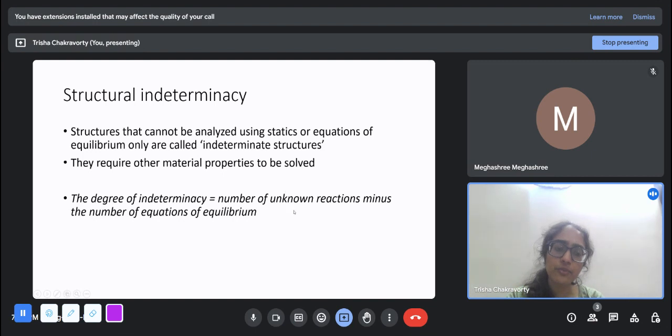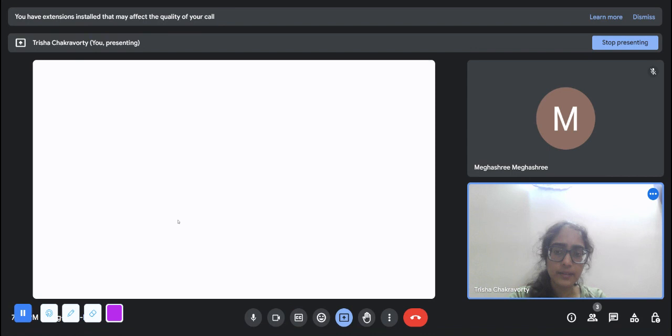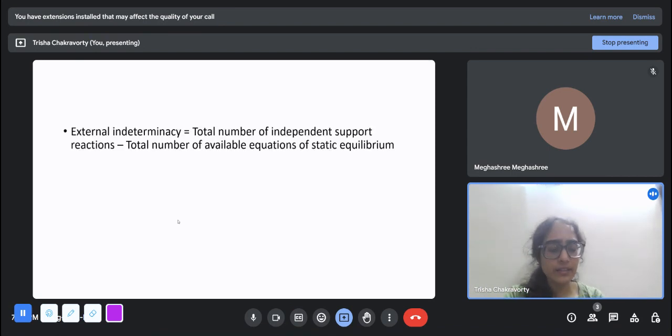Suppose we have four reactions and only three equations of equilibrium. We need some other criteria to solve the reactions, because till we solve the reactions, we cannot solve the internal forces and other things. External indeterminacy is the total number of independent support reactions minus the total number of available equations of static equilibrium.